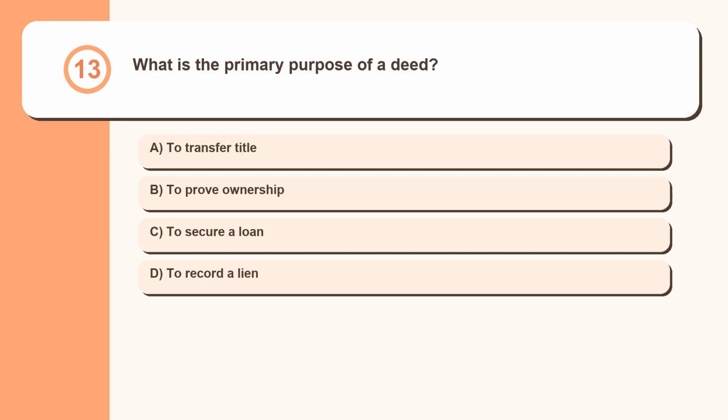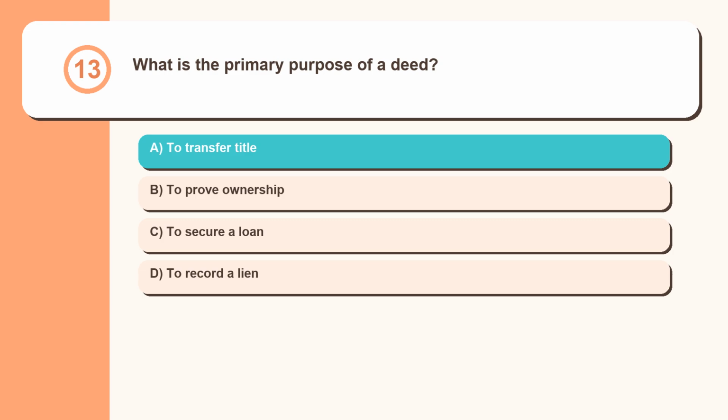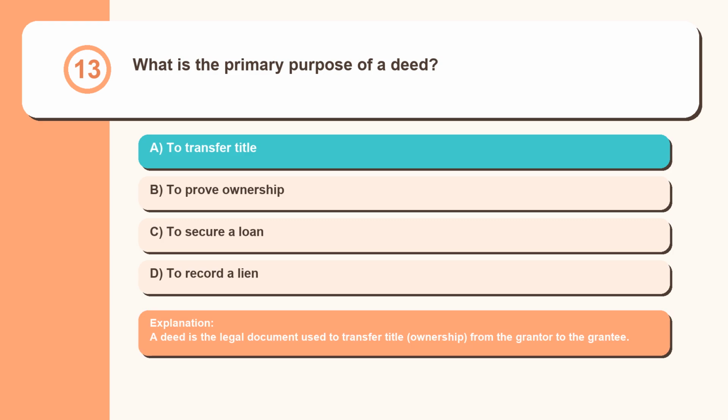Question 13. What is the primary purpose of a deed? To transfer title, to prove ownership, to secure a loan, to record a lien. A deed is the legal document used to transfer title, ownership, from the grantor to the grantee.